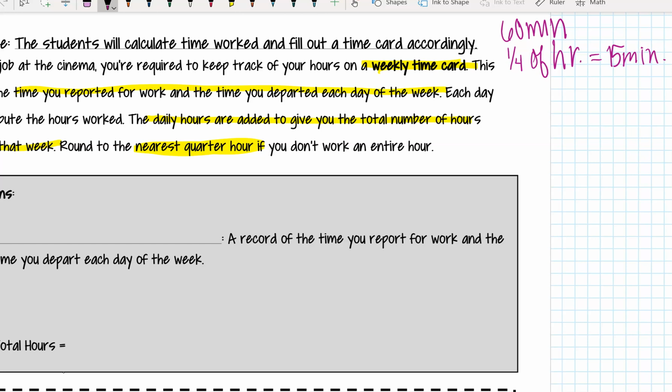Okay, so I would have that written somewhere just so you can reference it, because it's used a lot if you haven't heard that before. So quarter of an hour, quarter till, quarter past, 15 minutes till, 15 minutes past.